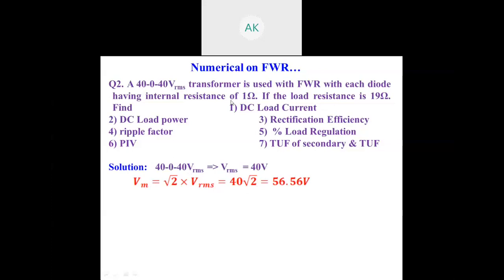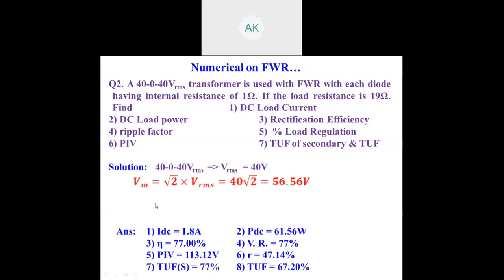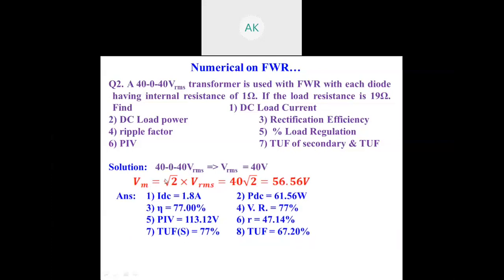So the internal resistance is 1 ohm and the load resistance is 19. This 1 ohm is Rs plus Rf, and RL is 19. So it's 19 plus 1, 20. So Im is equal to Vm divided by Rs plus Rf plus RL. If we plug in those values, you will have the IDC.